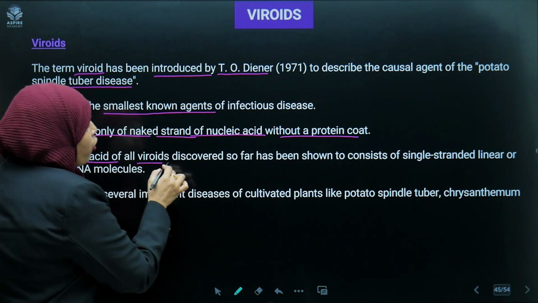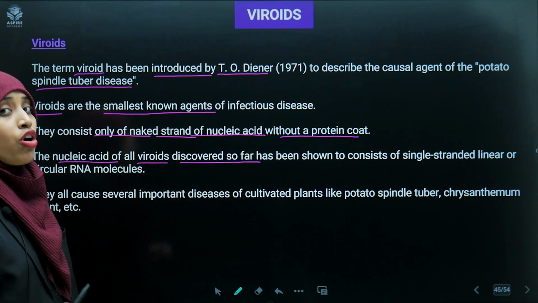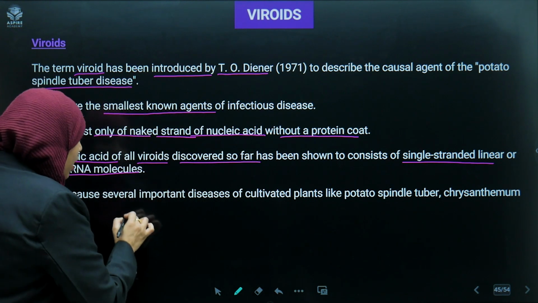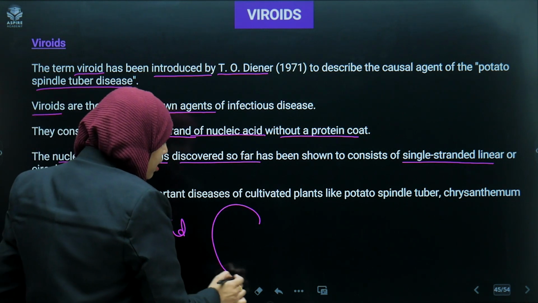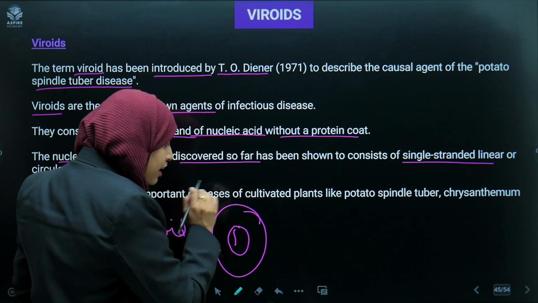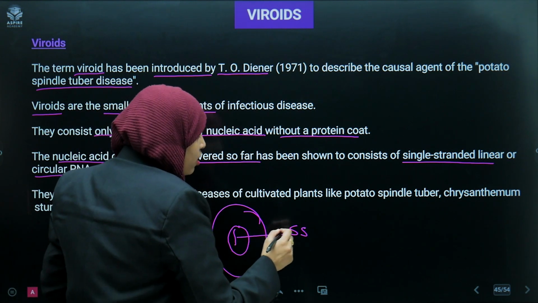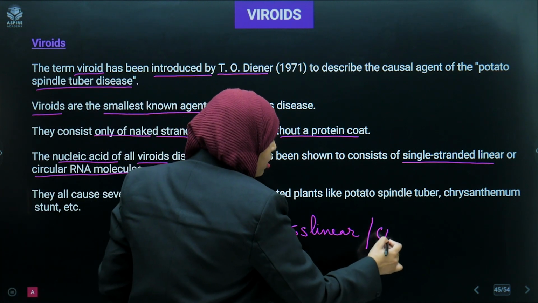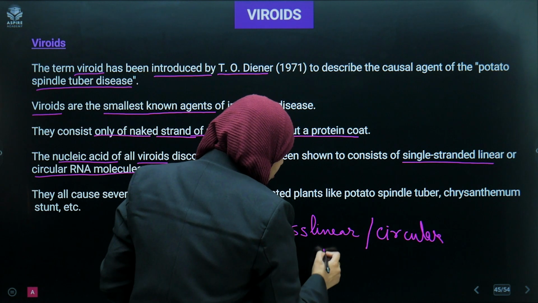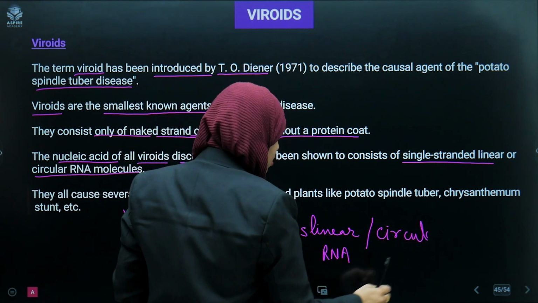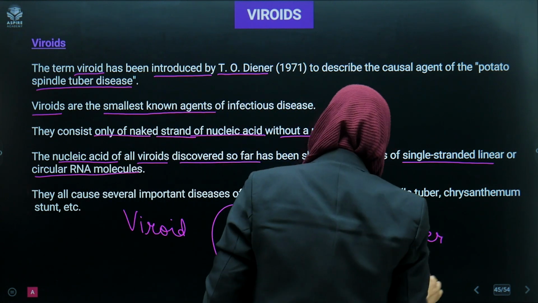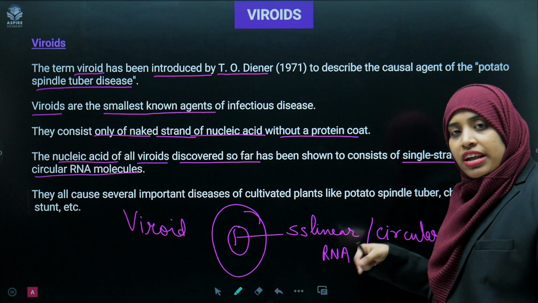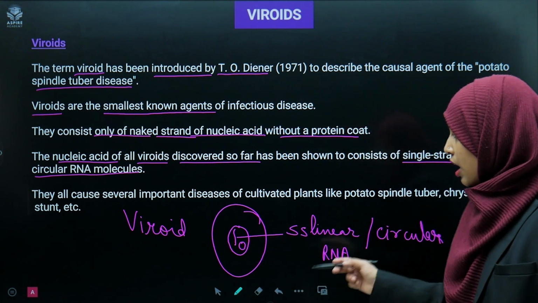The nucleic acid of all the viroids discovered so far has been shown to consist of a single-stranded, linear or circular RNA molecule. So what was seen in viroids? In their genetic material, only single-stranded RNA was found, either linear or circular. Single-stranded, and it can be present as linear or circular RNA.